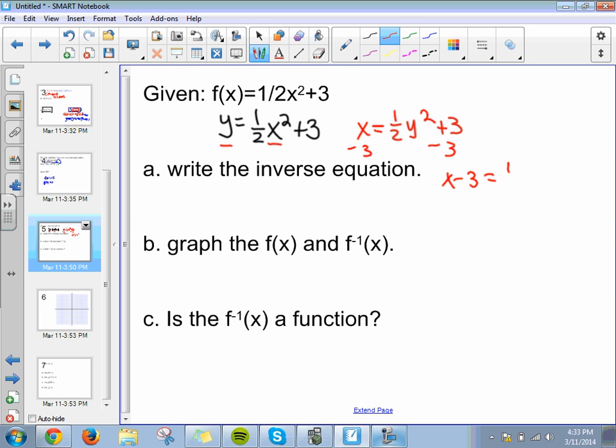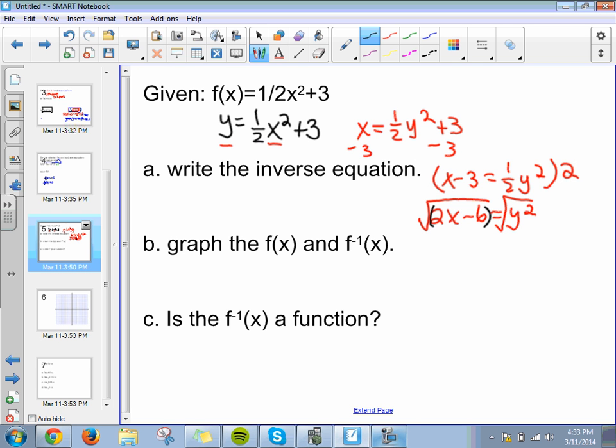And then we're going to solve for y. So we'll subtract 3 from both sides. So we'll have x minus 3 is equal to 1/2 y squared. Then we want to divide everything by 1/2, which is the same thing as multiplying everything by 2 to get rid of that fraction. So we're left with 2x minus 6 is equal to y squared. And then we want to undo the square by taking the square root.